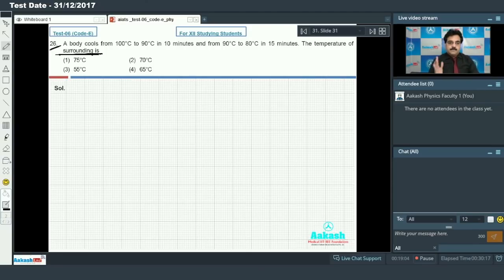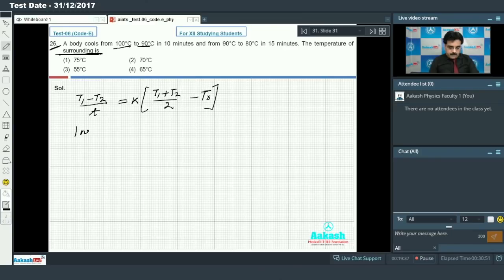And you know very well, if any body cools from T1 to T2 in time T, then we can write (T1 minus T2) upon time equals constant K times ((T1 plus T2) divided by 2 minus the temperature of the surrounding). So this is the approximation method. In this question, T1 is 100, T2 is 90 and time T is 10 minutes. So you can solve this question by using two methods.